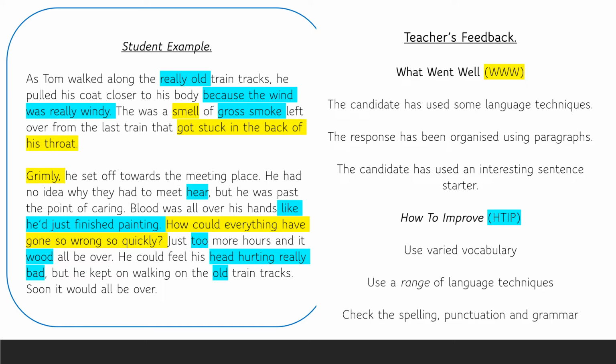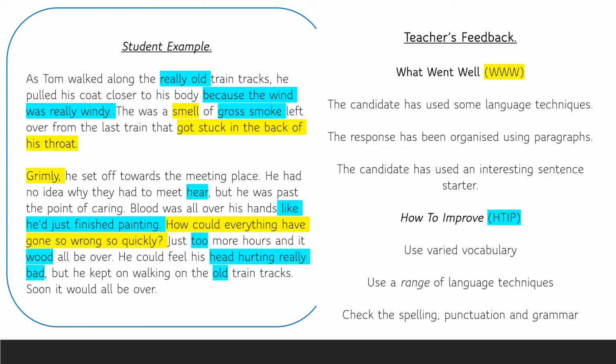"Blood was all over his hands like he'd just finished painting." That isn't necessarily a spelling mistake or even a grammatical mistake, but there's no real technique there. It doesn't really add anything, it just means that it's got something that might look like paint on his hands, so it's not very beneficial to the reader. "Just 2 more hours." Again, it's used the wrong form of "two" there, so it means T-W-O, which would be the number. The "too" that's been used is normally used for when you're talking about a quantity of something.